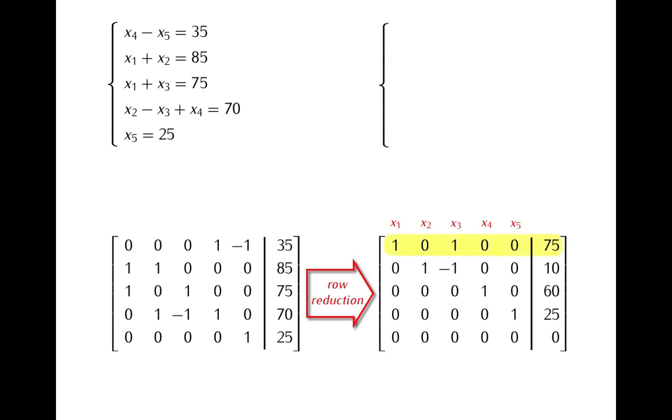From the first row of the matrix, we get that x1 is equal to 75 minus x3. The second row gives that x2 is equal to 10 plus x3. Then, as we already know, x3 is a free variable. Then, from the third row of the matrix, we get that x4 is equal to 60. And finally, from the fourth row, we obtain that x5 is equal to 25. And so, these are the solutions of our system.